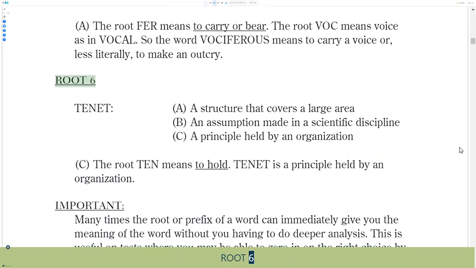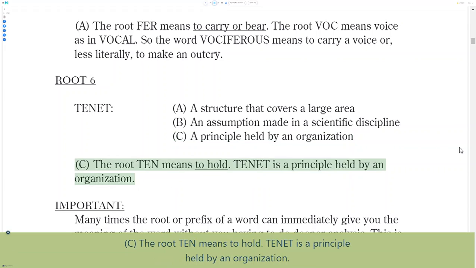Root 6. Tenet. A. A structure that covers a large area. B. An assumption made in a scientific discipline. C. A principle held by an organization. C. The root ten means to hold. Tenet is a principle held by an organization.